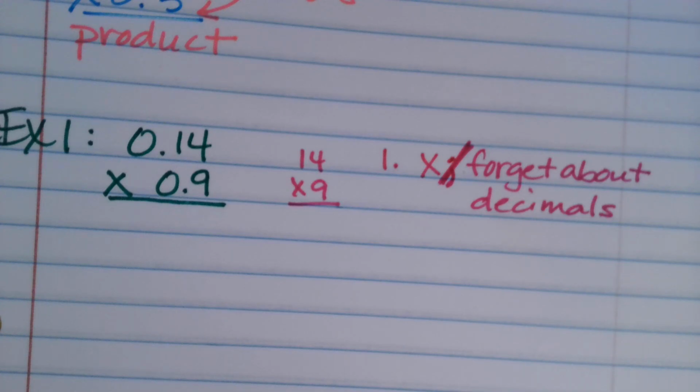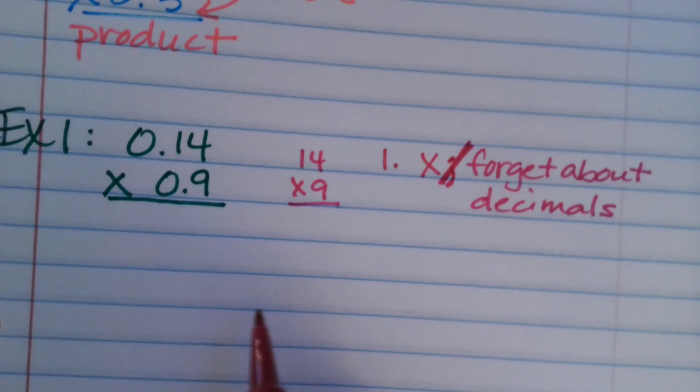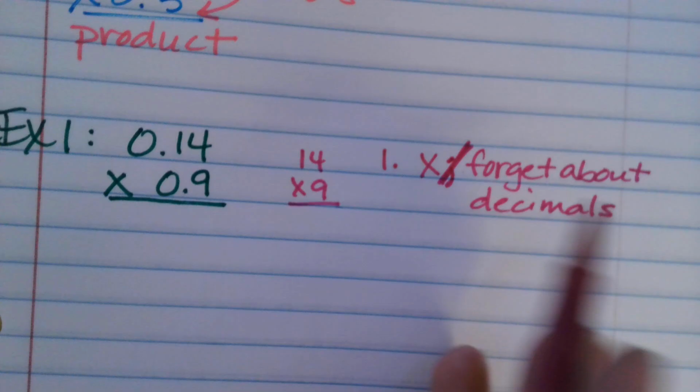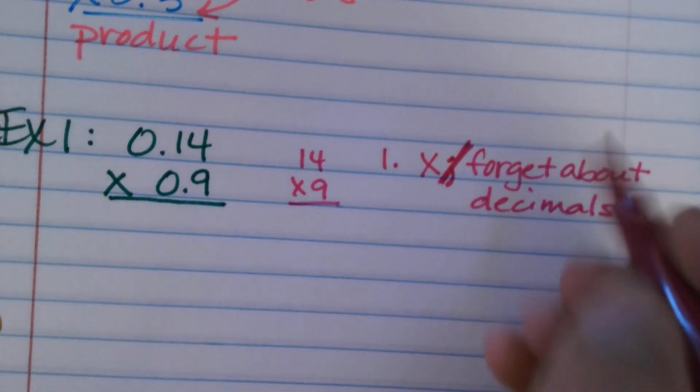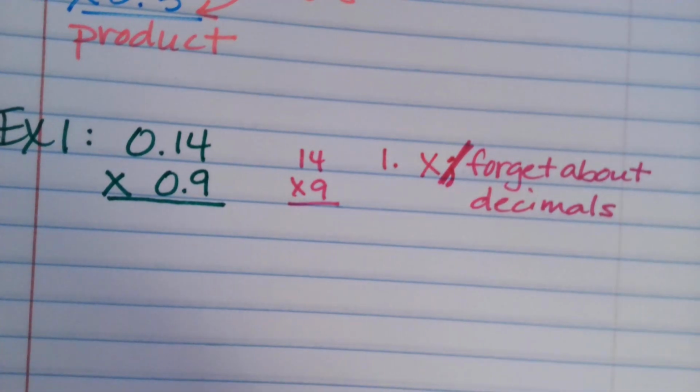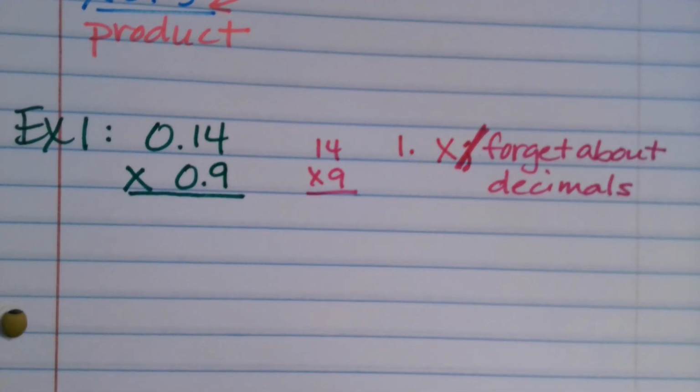Can you read that right there? Number 1. Multiply, forget about decimals. Is the phrasing confusing, or is it just all of this gobbledygook right here? That's okay. All right, noted.